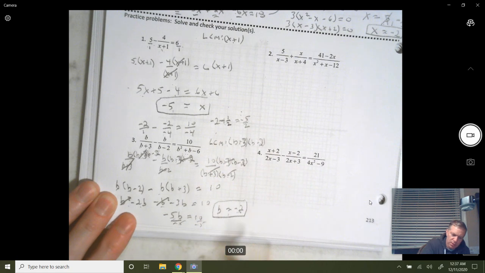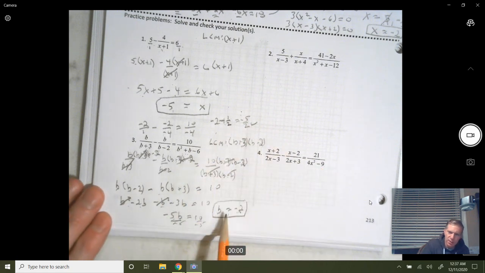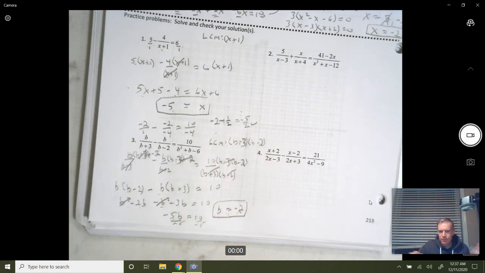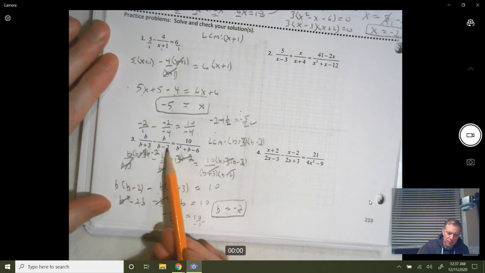And that works, okay? You don't have to check that. I just thought I'd check it because I kind of messed that part up. And it works, okay? And it doesn't make any of your denominators 0.